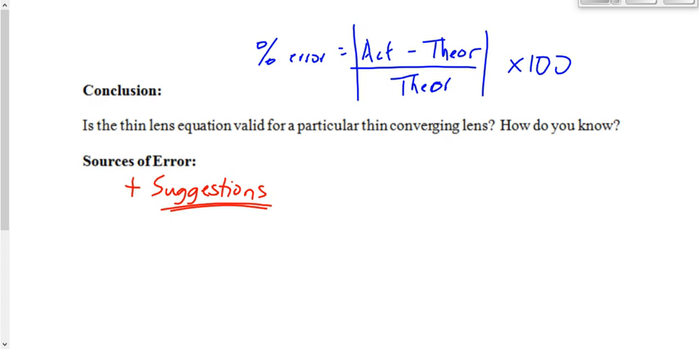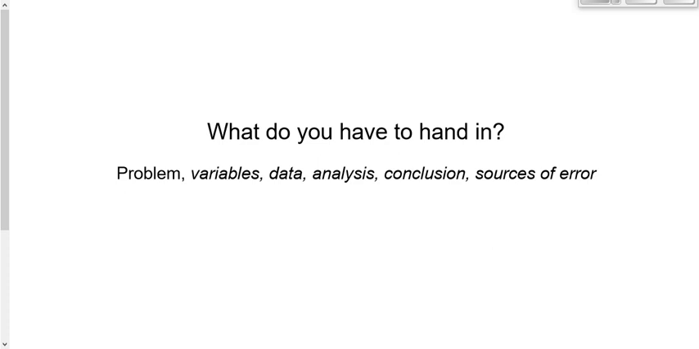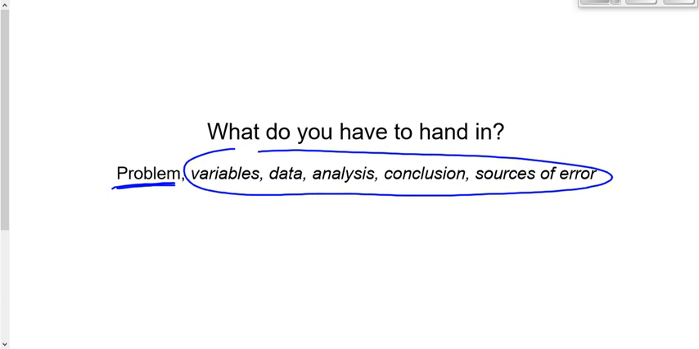So what do you got to hand in for this? I do want you to hand in a problem, although you can see that's not italicized because I gave you the problem. Every lab needs to have a problem, right? You can't conclude something without a problem. This is what you're really going to get marked on here. Your variables, your data, your analysis, your conclusion, and your sources of error.